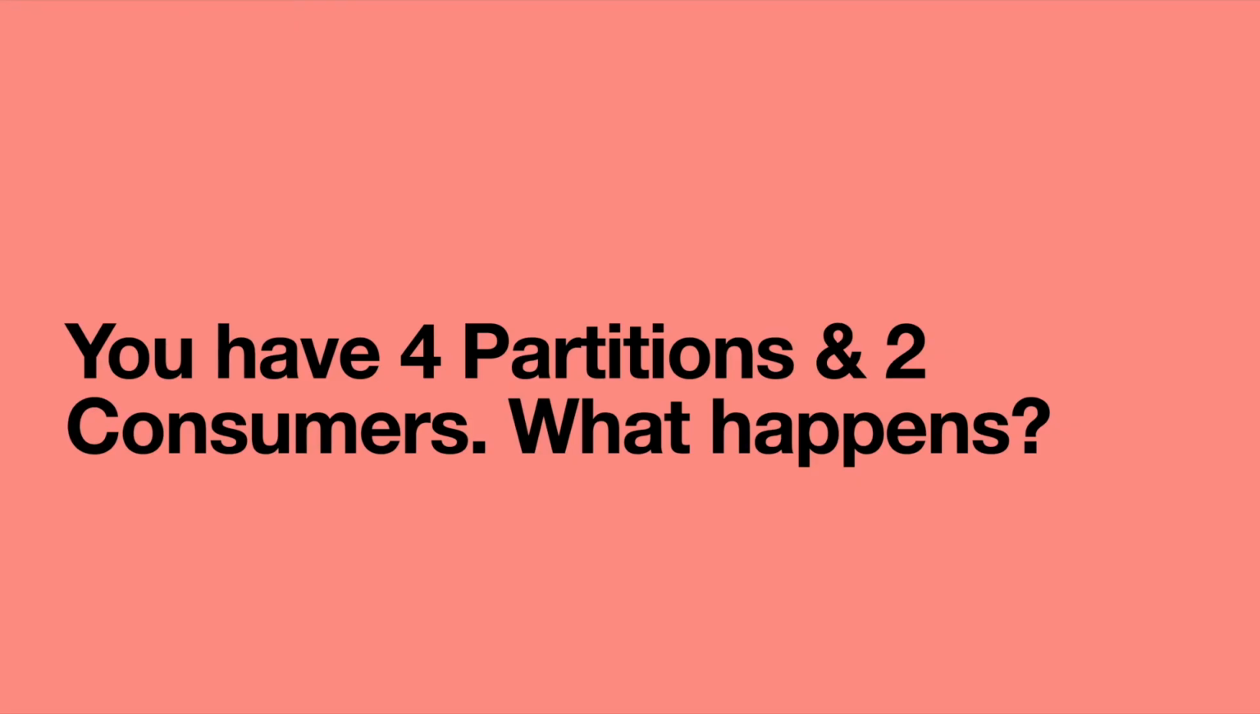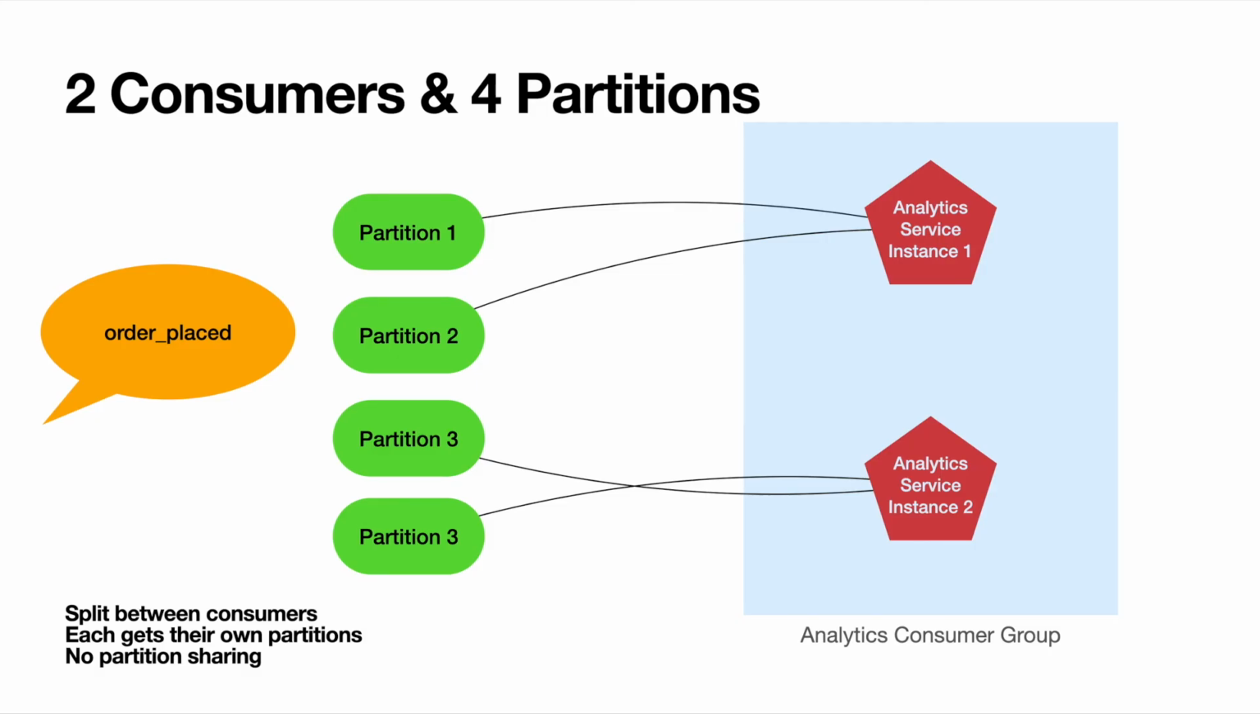Let's run through another example. Let's say you have 4 partitions and 2 consumers. What happens then? So you have analytics service 1, 2, and you have 1 consumer group, and you have 4 partitions. So in this case, you can just split it. 2 of the partitions can be read by one of the consumers. The other 2 partitions can be read by the other consumer. This still satisfies the rule we had, where one partition is not read by more than one consumer. So yeah, each gets their own partition, and there is no partition sharing between the instances.